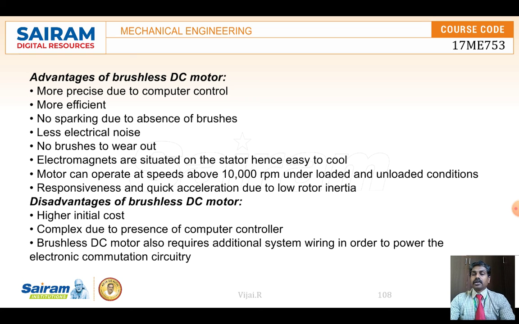commutators are not there. The advantage of the brushless DC motor is computer control. It is used for precise computer control, and it's more efficient, with no spark due to the absence of brushes. In the case of the brushed DC motor, the brushes always have contact with the commutator, so there was a chance of sparking, but here it is not there. And noise is also less, no brushes are there to wear out.